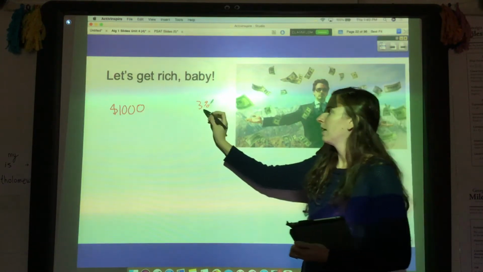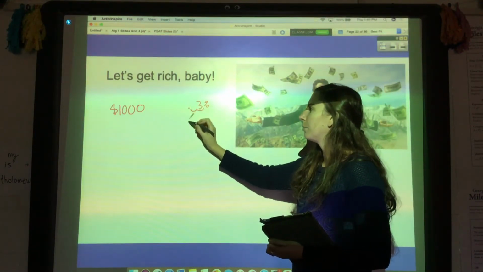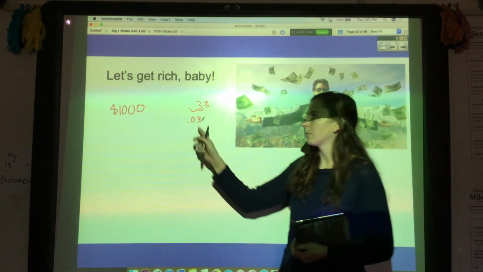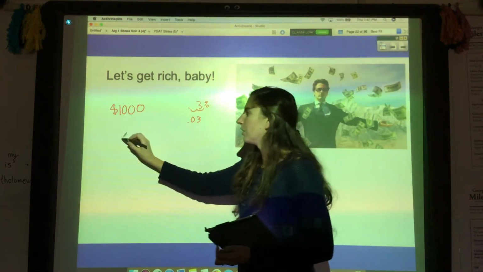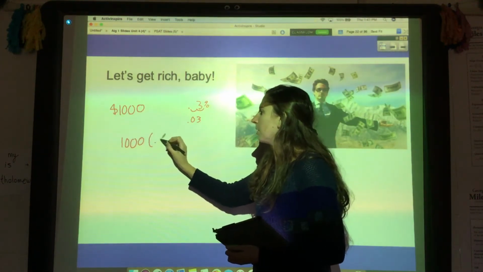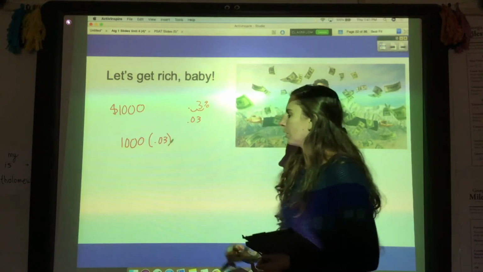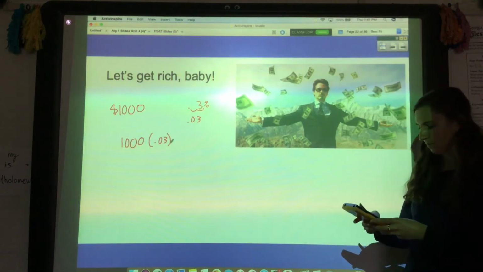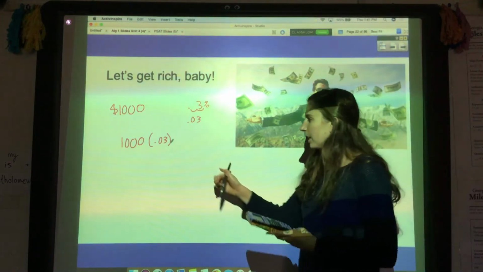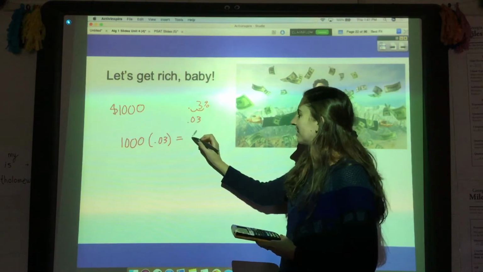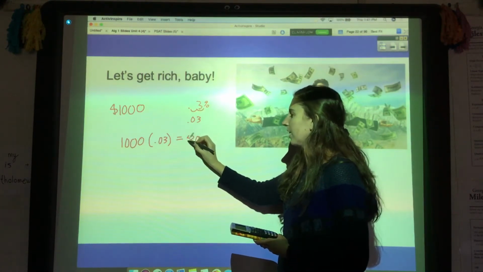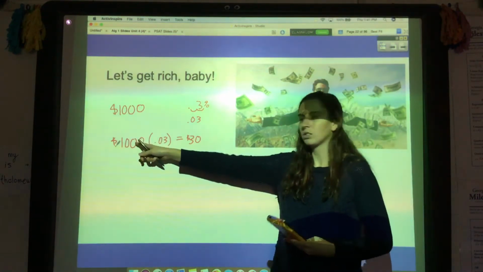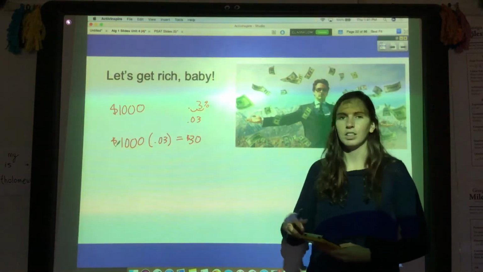As a decimal, you move the decimal 2 spots, that would be 0.03 as a decimal. If I want to find how much interest I'm going to make off this $1,000, I just do 1,000 times 0.03, which would be, what is that, 30, 300? Move the decimal twice. Yeah, 30. Just wanted to make sure I was doubting myself for a second. It would be $30. So if I find 3% of this 1,000 here, it's $30.